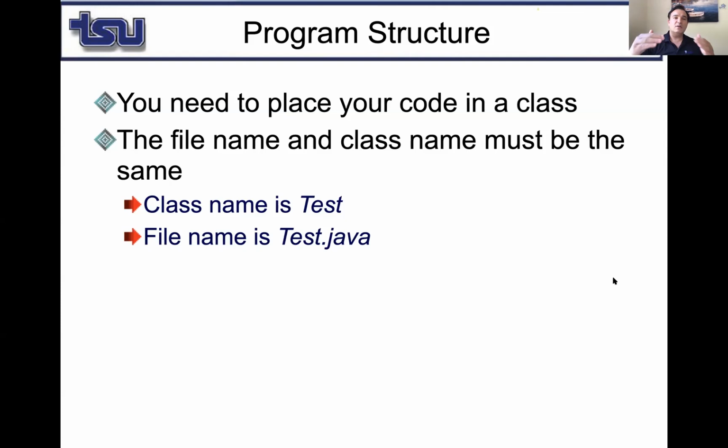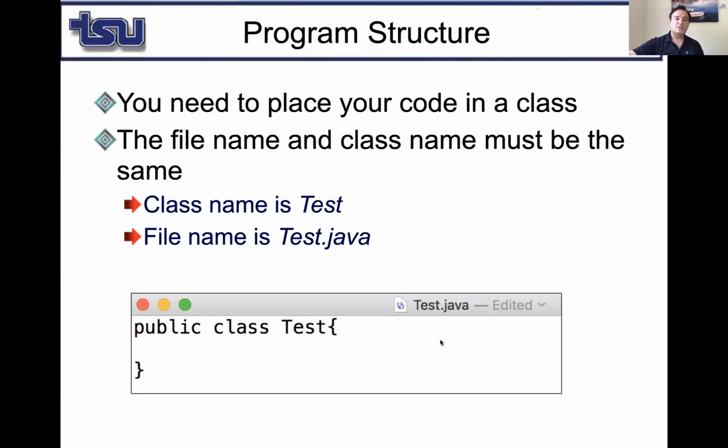So Java is an object-oriented programming language. Everything is class-based. So even a simple Java app or application needs to be written within a class. I will explain what it is. And the file name and class name must be the same. For example, if you place your code in a class called Test with capital T, then the file name must be Test.java with capital T. Java is a case-sensitive language.